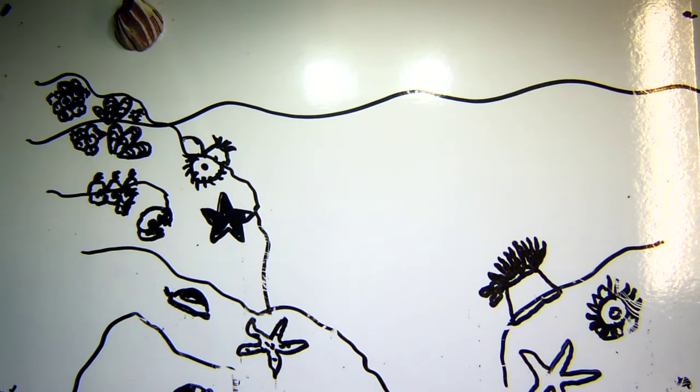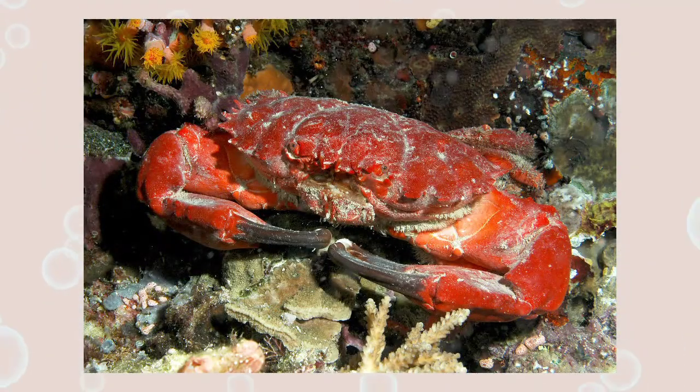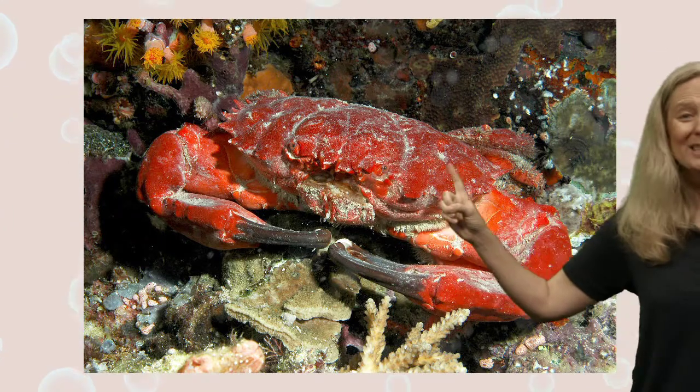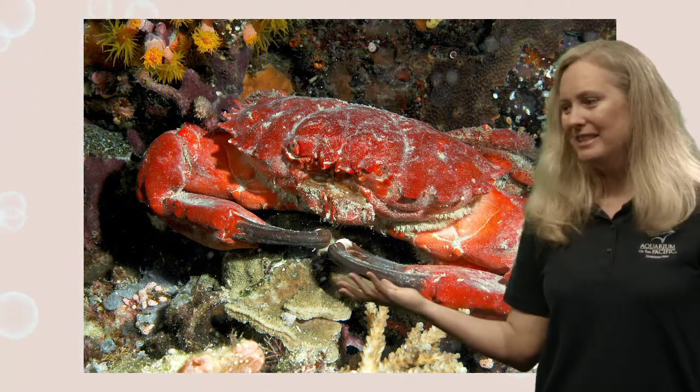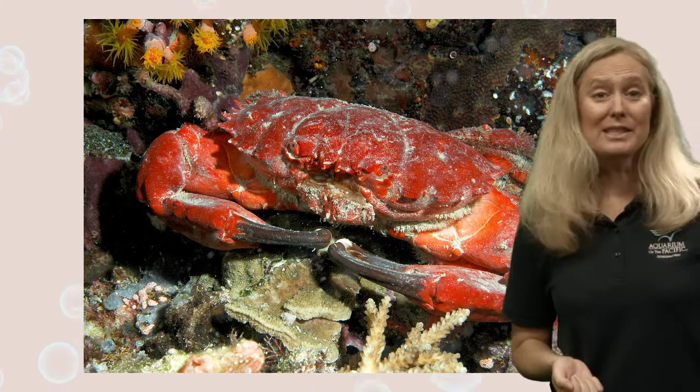Okay, so August wants to know, is that an exoskeleton? And August, if you were talking about the crab, then absolutely, that is the exoskeleton. So this right here, this hard part, is called the exoskeleton. It's their skeleton on the outside of their body. So great question, August.